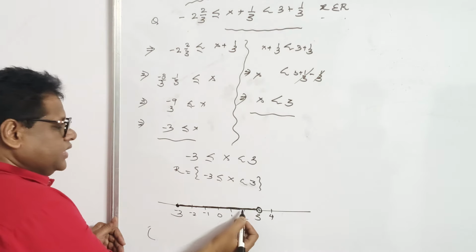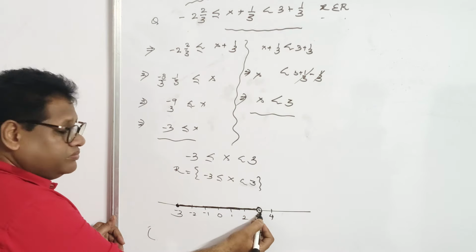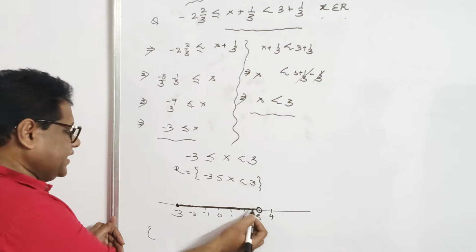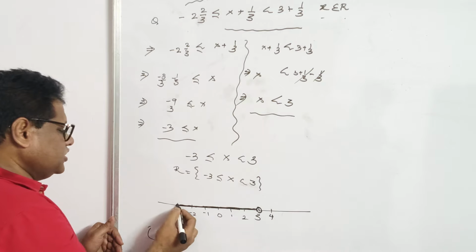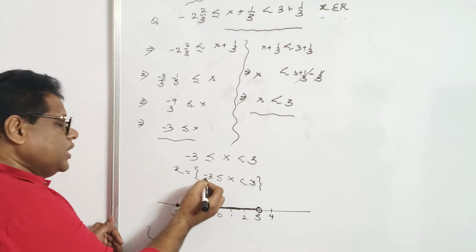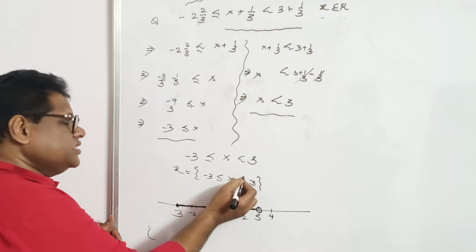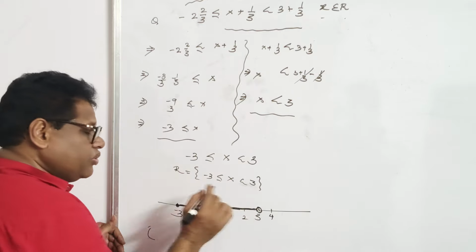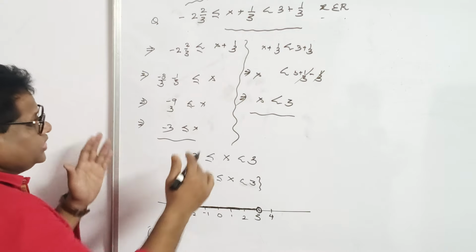Please see that the line should not penetrate inside the ring and the ring should be clearly highlighted. This is the dot because the values of x are equal to and greater than -3, but since they are less than 3, you cannot use a dot over here. So this is the method.